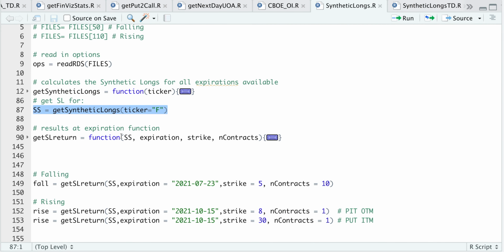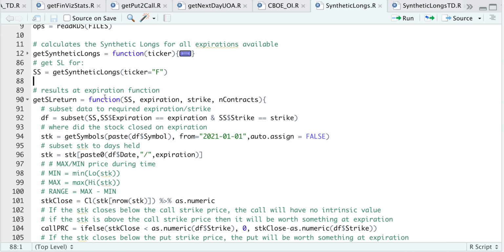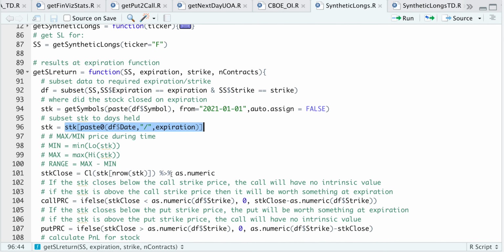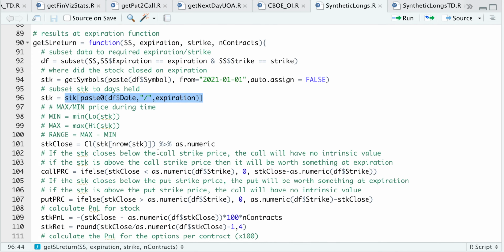All right, so we're going to go ahead and get the results by passing in our data frame of synthetics along with the expiration we want, the strike we want, and the number of contracts we want to purchase. So if we open up this function, I'm going to subset this data frame by the expiration and strike we choose. I'm going to get some stock data. You see that I actually subset that range. I'm going to extract the closing price and make it as numeric. I'm going to calculate the call price and the put price at expiration.